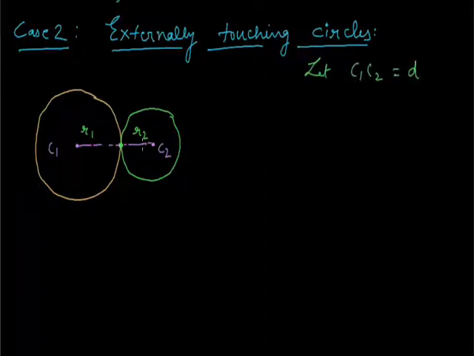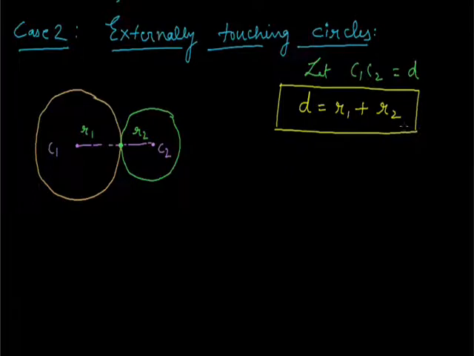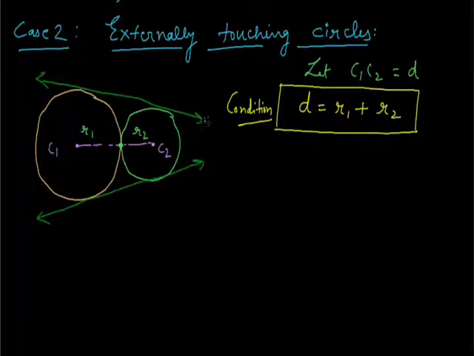So from the geometry over here, you can clearly see that the distance between the centers is equal to the sum of the radii. Therefore, the condition is that the distance between the centers of the circles must be equal to the sum of the radii. Now, how many tangents and what kind of tangents are possible over here? We can draw a DCT like this, and we can draw a DCT like this also. So there are two DCTs.